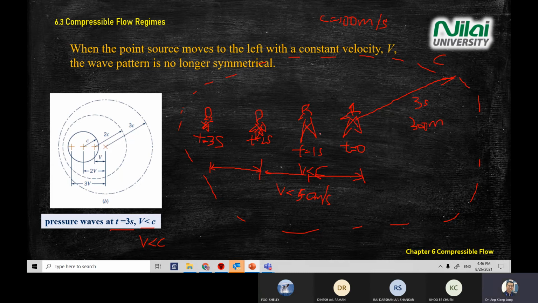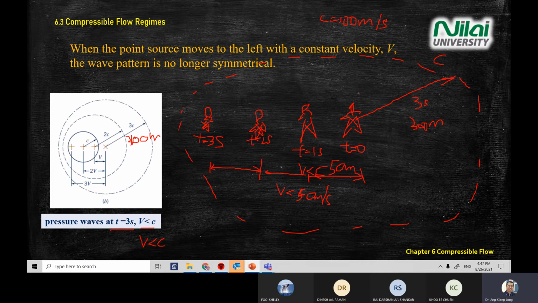Correct. After 3 seconds, this one will reach 300 meters. Let's say your speed of sound is 100 meters per second. Correct. And then when you move at 50 meters per second, after 1 second from the origin, what is the distance you move? It is 50 meters, right? After 1 second, you move to the left. You move 50 meters.